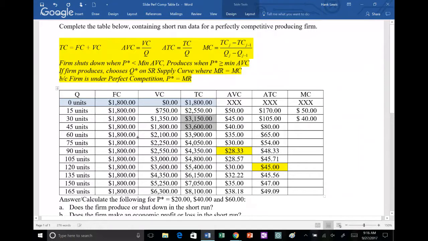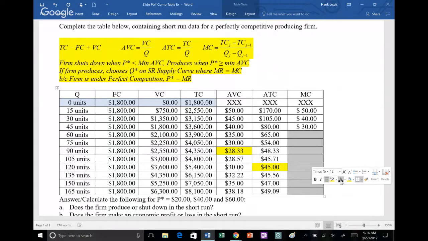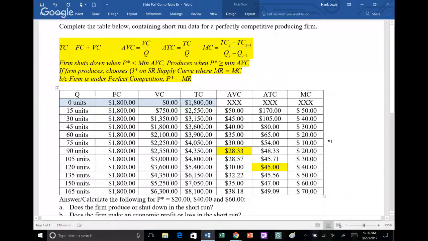I'll do one more here real quick. 3,600 minus 3,150 is $450. 45 minus 30 is 15 units. 450 divided by 15 is equal to $30.00. And so, again, through the magic of Excel and time compression, these are the rest of the marginal cost values. Now, again, I know these values are correct, but you need to know these are correct. You should go through and do all these calculations with your calculator, audit them. That means check behind them and verify them.